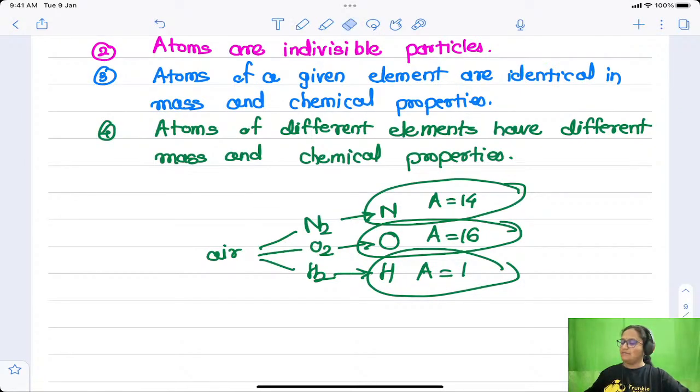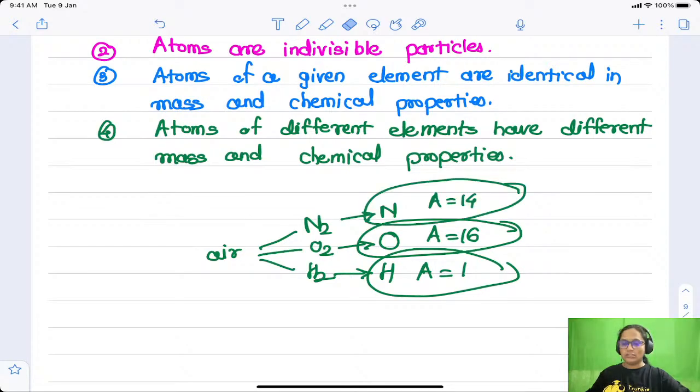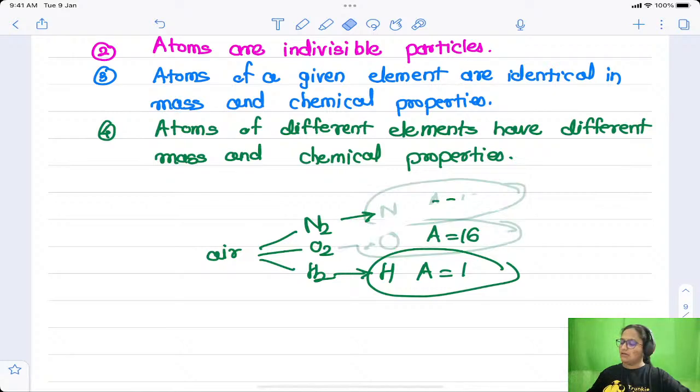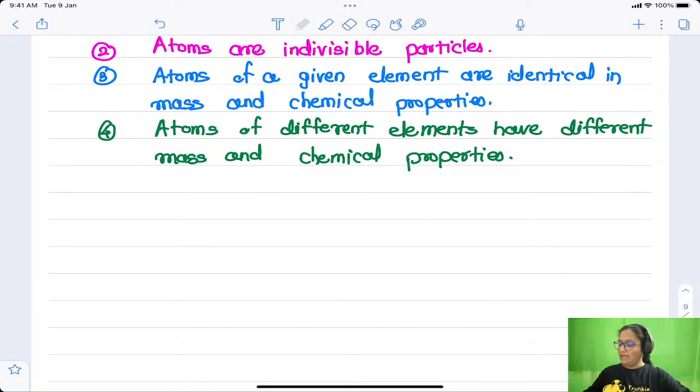That means for atoms of different elements, the properties of a nitrogen atom and an oxygen atom will not be the same. A nitrogen atom and a hydrogen atom will not be the same. All of them will have different properties. So this is exactly opposite to postulate number 3. If elements are different, their atoms will have different properties. If elements are the same, their atoms will have the same property. This is very simple to understand. Atoms of different elements have different chemical properties and different masses.